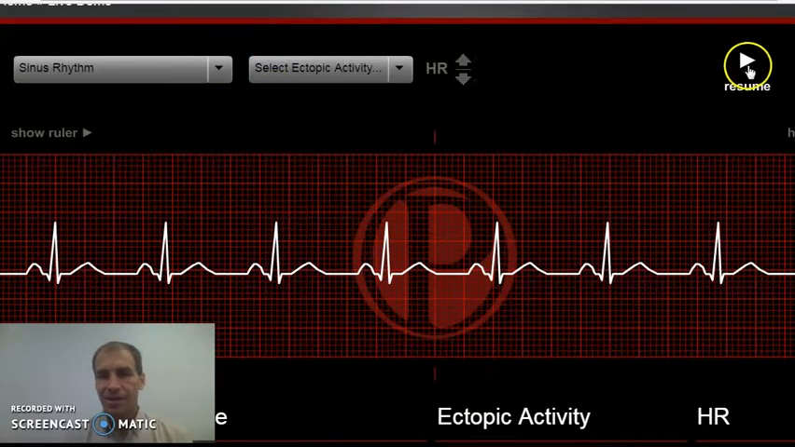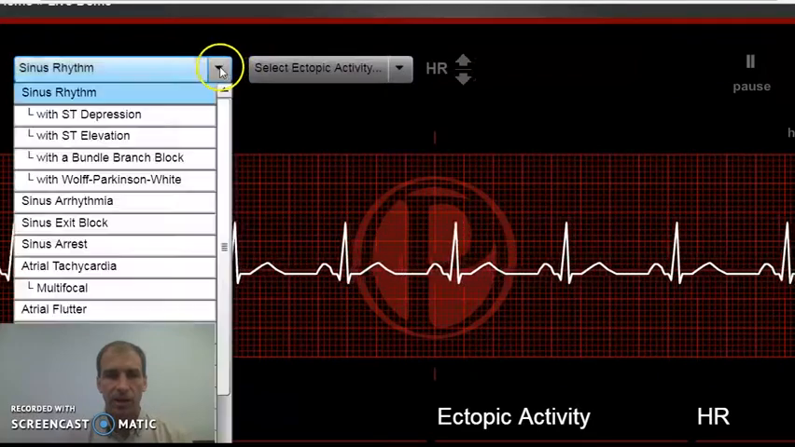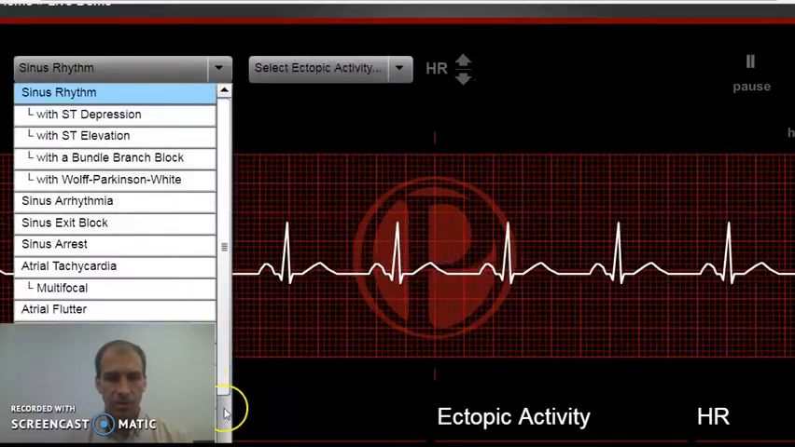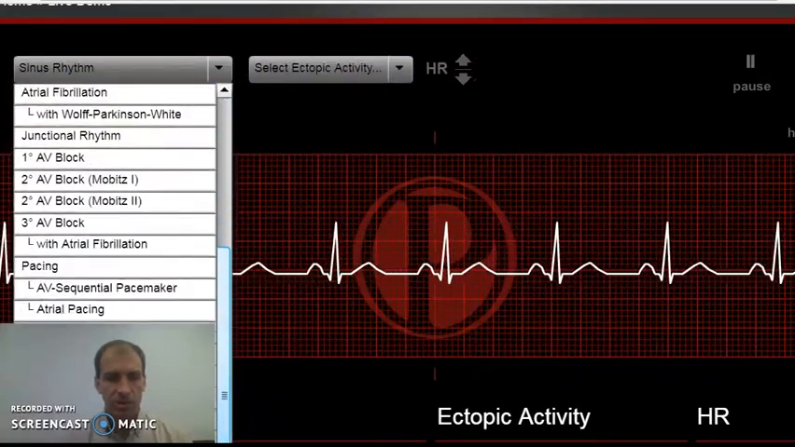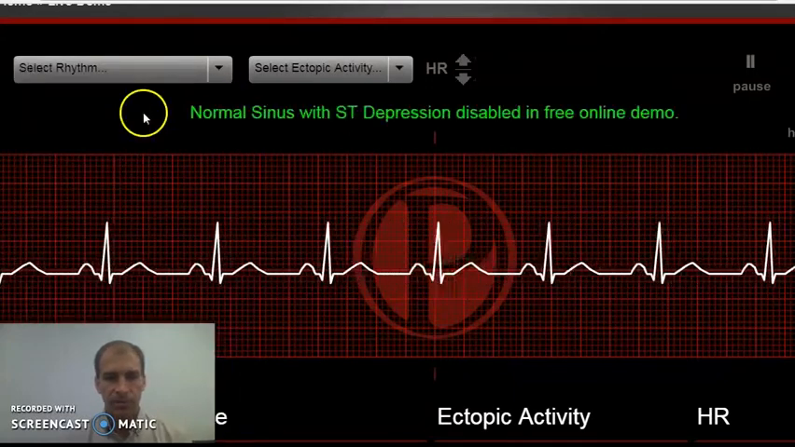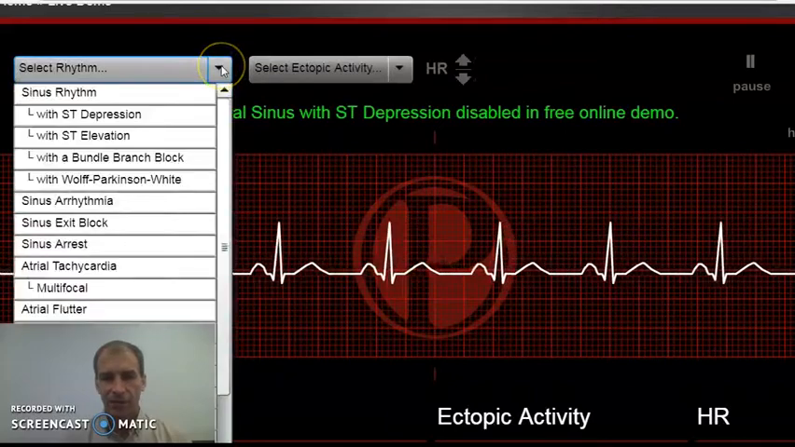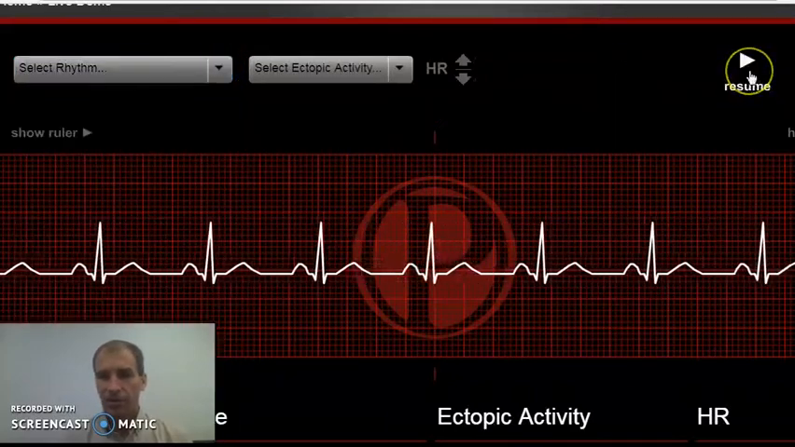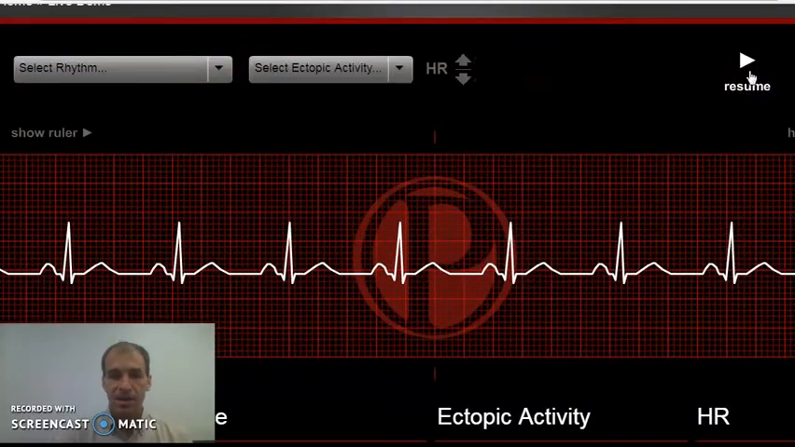Well, let's look at what ST segment depression would look like. And so if we pull up all our cool things we can do here, let's see. Oh, there it is, ST depression. So, we can't do that. Forgot the demo, we can't do that. But what we would see is that this area right here would begin to drop. You see that as ST segment depression.